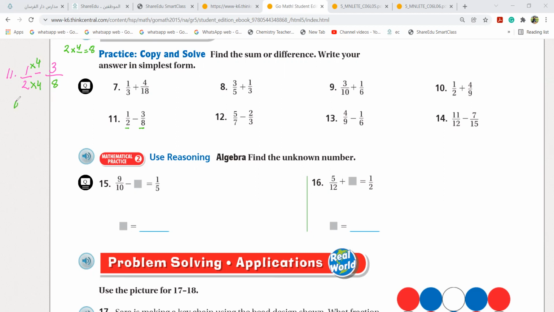Yes, thank you. So 4 over 8 minus 3 over 8. Are they the same now, Bushra? Yes. So what do you do when you minus it? What do you get? You get 1 over 8. Excellent. Khalas, this is the question.